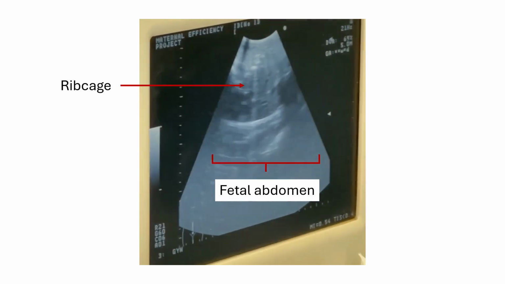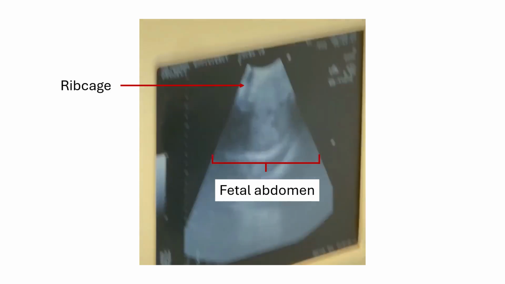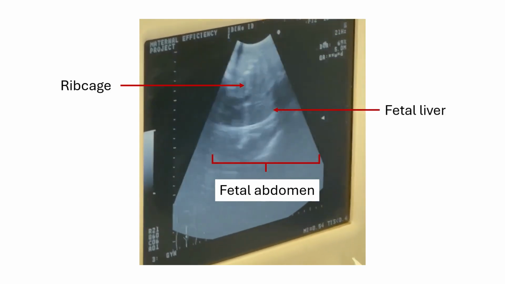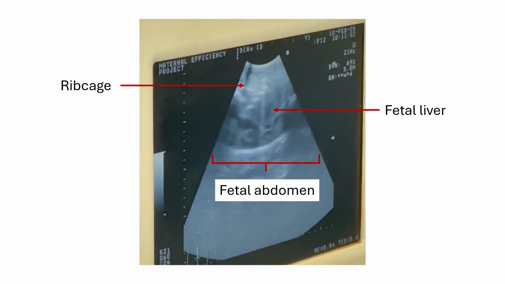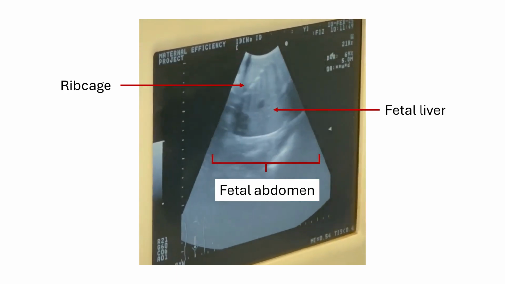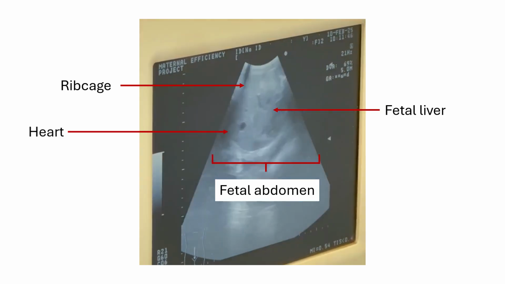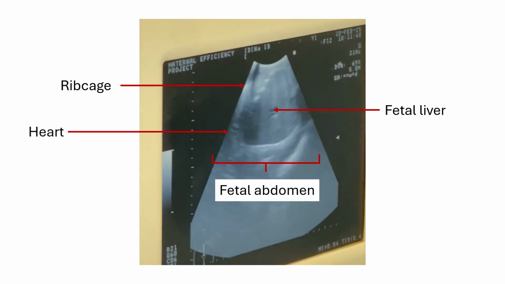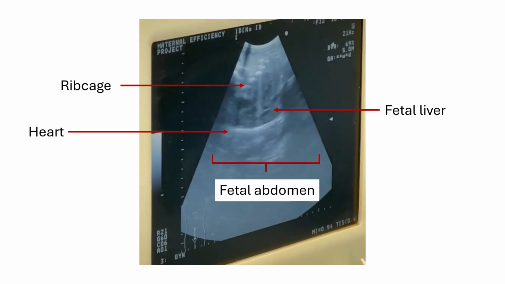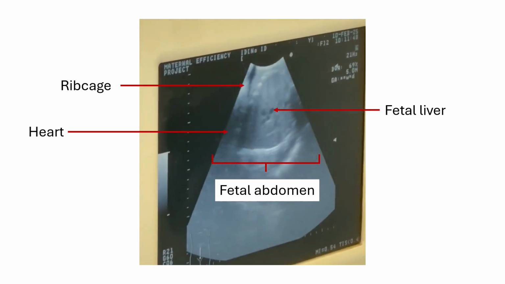On the upper part of the image, we can see these white structures, which are the bone or rib cage, outlining that abdomen. The fetal liver is a fairly consistent grey structure interspersed with small black circles, which are vessels. Over here, as the scanner moves through the image, we can see that fetal heartbeat marked by the outline of the heart and fluid-filled chambers.